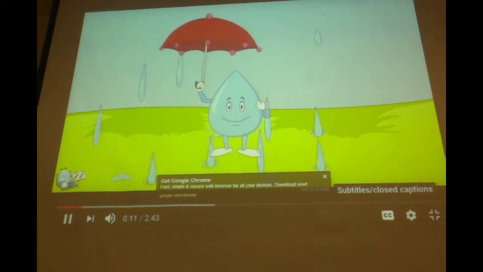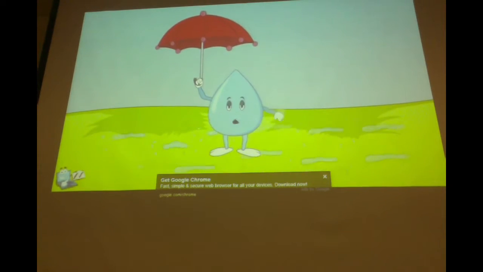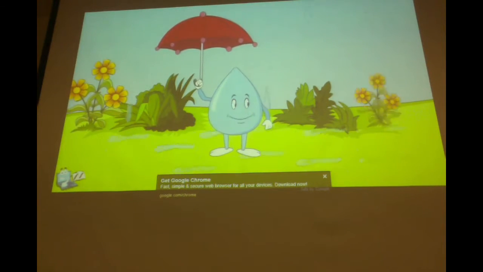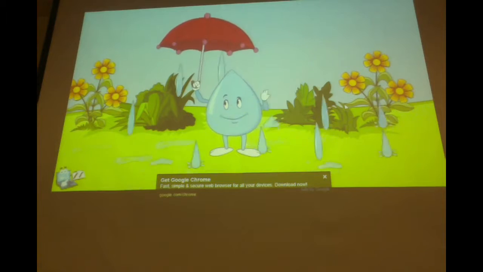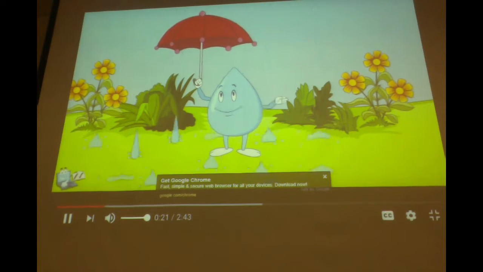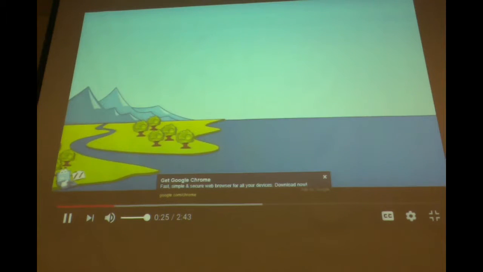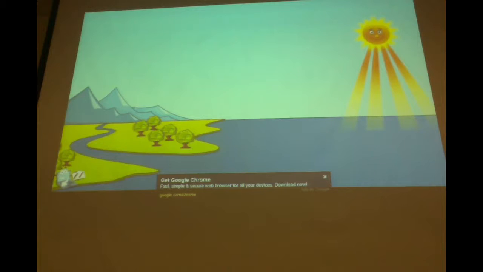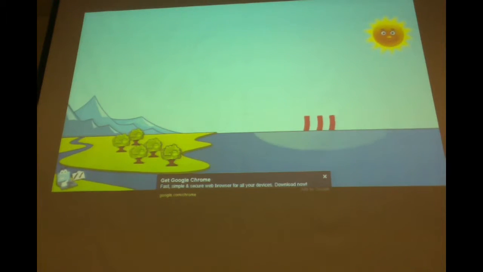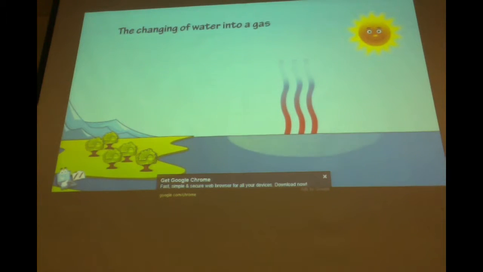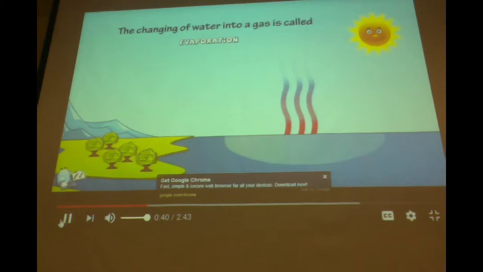Hello, friends. I am Drippy. You know that rain makes the grass green and it makes your garden grow. Have you ever wondered what makes rain, though? Let's learn. How does rain form? First, we will need the sun. So, here is the sun. When the sun shines, the heat of the sun warms the water, turning it into an invisible gas called water vapor. This process, the changing of water into a gas, is called evaporation.